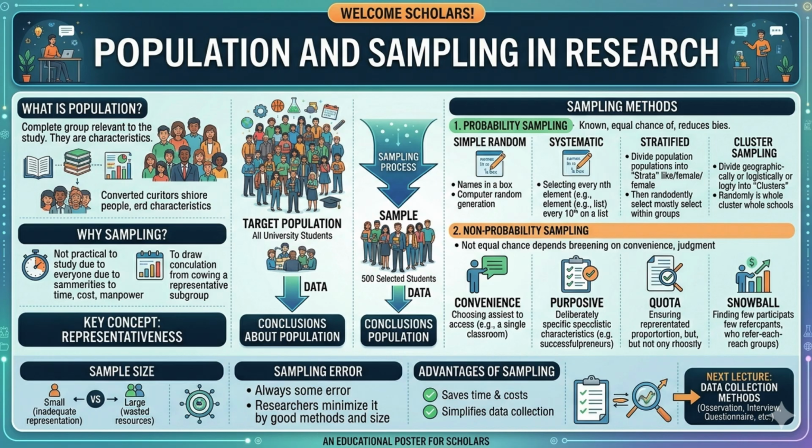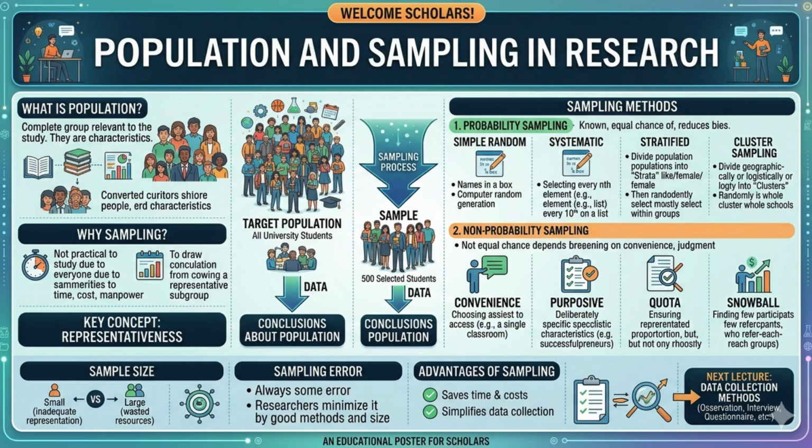Now let us turn our attention to non-probability sampling. In non-probability sampling, not every member of the population has an equal chance of selection. The selection process depends on factors such as convenience, judgment, accessibility, or specific research needs.